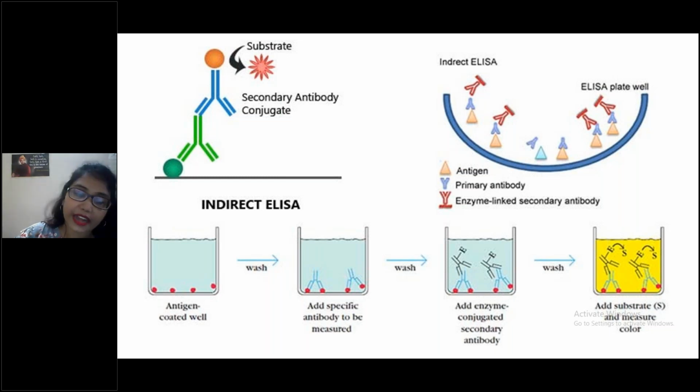So then the specific antibody is added through the patient serum, and then it is washed, and then the enzyme-linked secondary antibody is added, and then we put the substrate after the wash. After putting the substrate, there will be a color change, and how much color change has occurred, you can measure through a particular wavelength of light, some particular nanometer wavelength, and then you measure how much antibody is present. So it is qualitative as well as quantitative. So this is about ELISA.